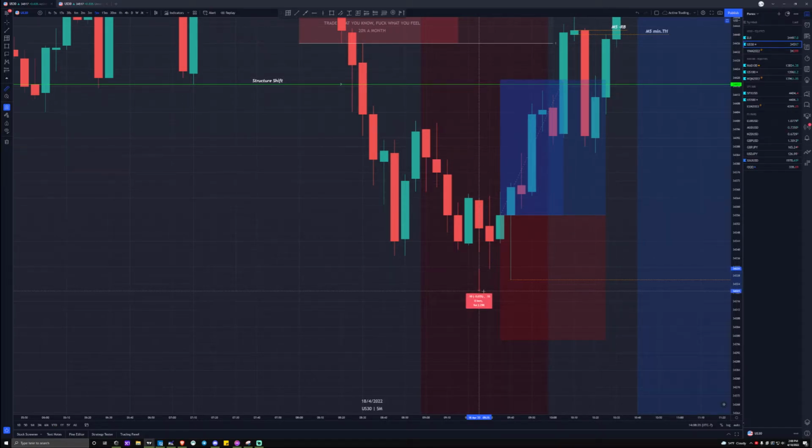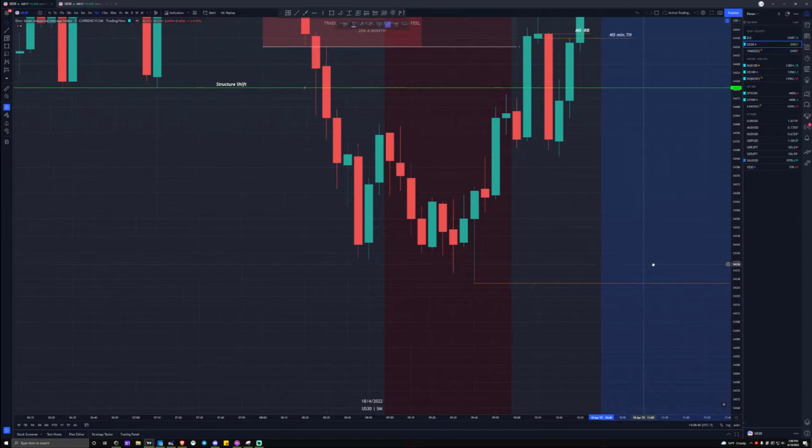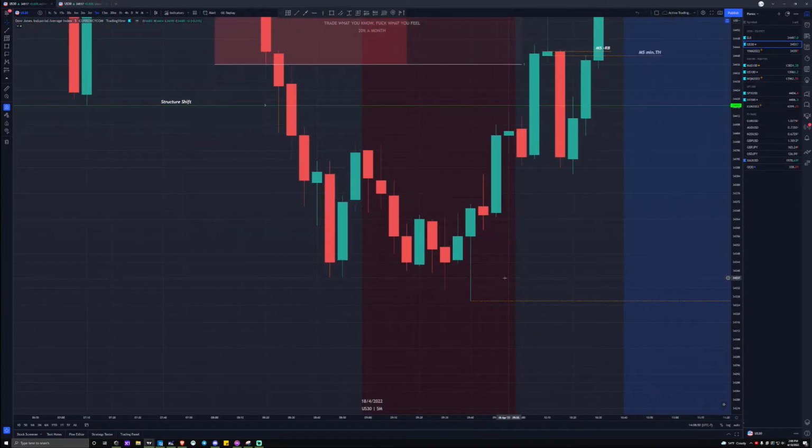So right here, you could have done that, but let's say that you don't trade with a stop loss and you're in buys right here, and immediately price action just starts diving, diving, diving, diving. Do you close the position?